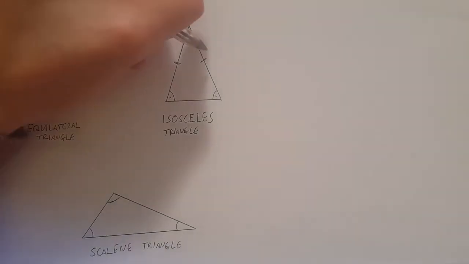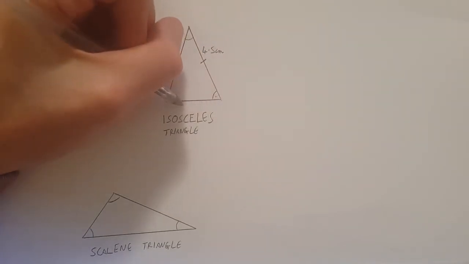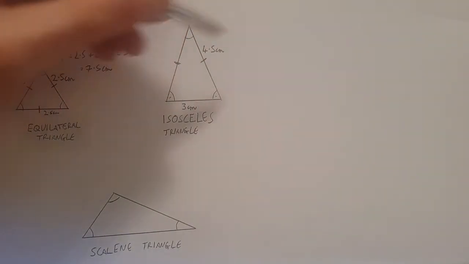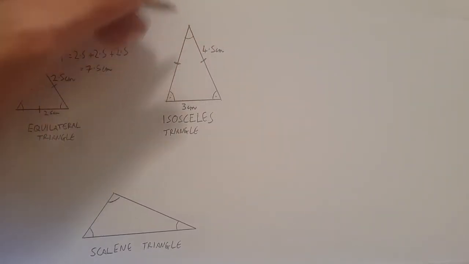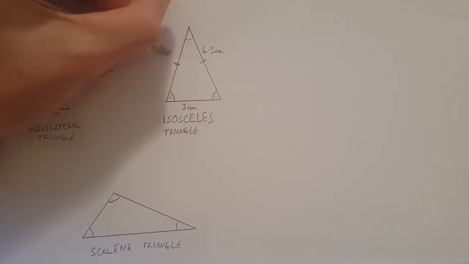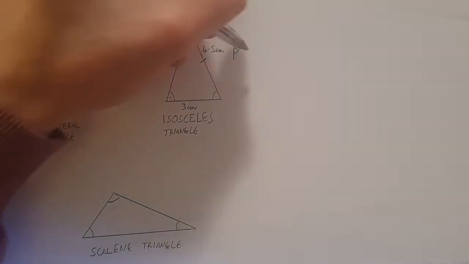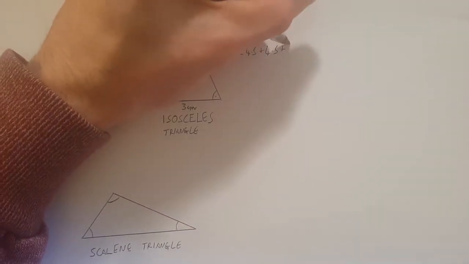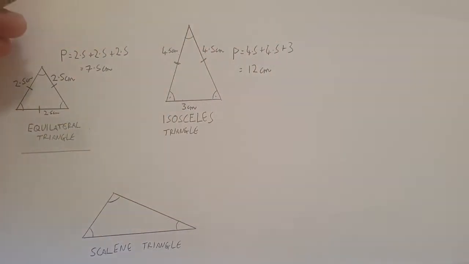Now the next one, we could be told that this was 4.5 centimetres and this was 3 centimetres. If we're asked to find the perimeter of this, now we've only been given two sides, but right away we can say this is isosceles, so these two are the same length, so I can say that's 4.5 centimetres as well, and our total perimeter is just going to be 4.5 plus 4.5 plus 3, and that's going to give us 12 centimetres.